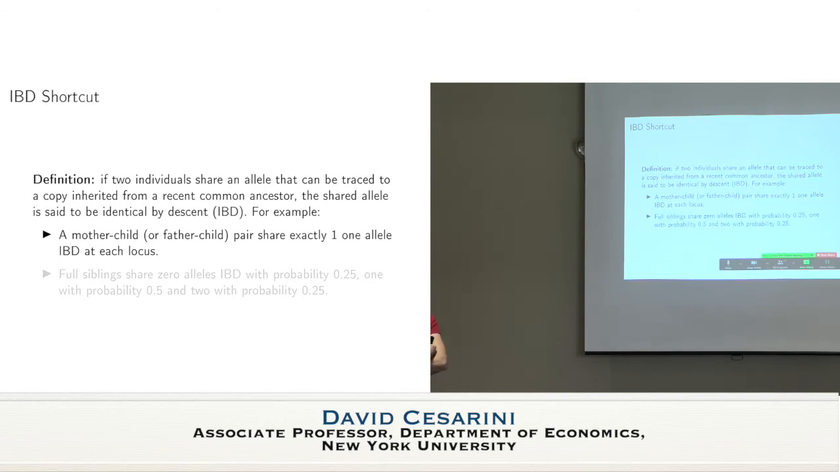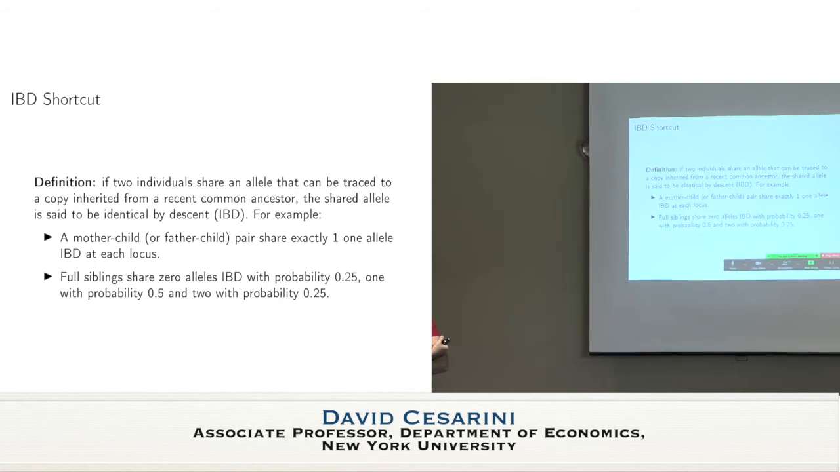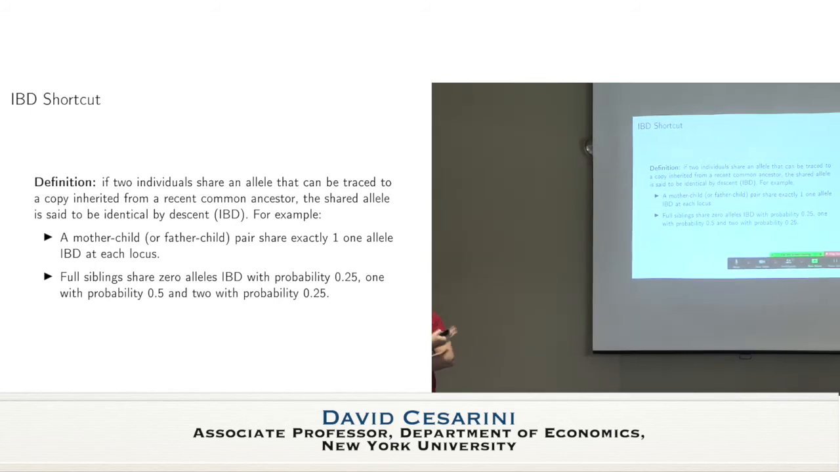Full siblings, on the other hand. Imagine me and my brother. There's a 50% chance we both got the same maternal allele, and a 50% chance we both got the same paternal allele. These events are independent, so 25% of the time we share 0 alleles IBD: I got one maternal allele and my brother got the other one, and I got one paternal allele and my brother got the other one. Half the time we share 1, and 25% of the time we share 2.